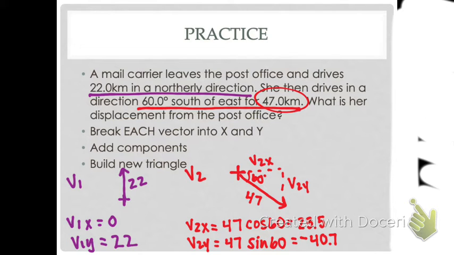Tell me now, that's all of step 1 right there. Break each vector into x and y, right? We did all of that. Break each vector into x and y, x and y. Okay, step 2 is to add our components.